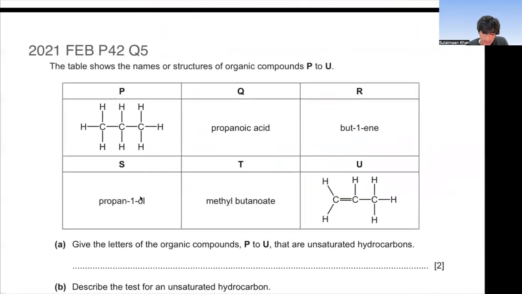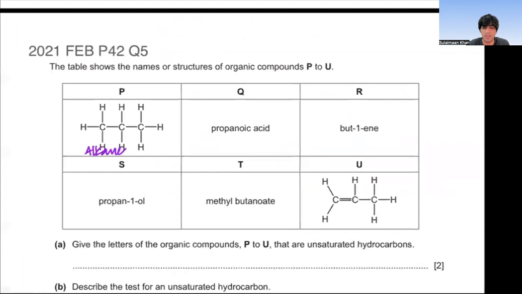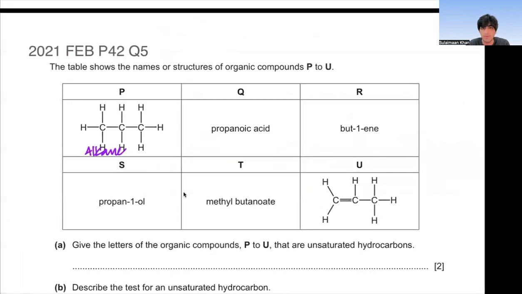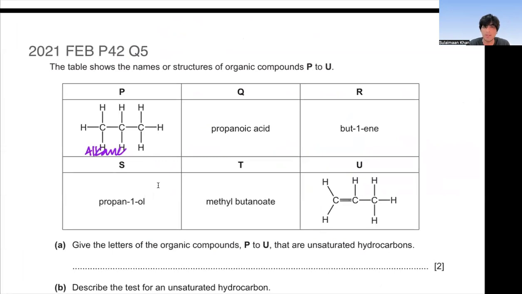Yeah. Acha. The table shows the names of structures of organic compounds P to U. What is P? P is my beautiful alkane. Which alkane is P? Which alkane? Oh my God, what has happened to the screen? Something is wrong with the screen. पता नहीं, मुझे अजीब सा दिख रहा है. Wait. Let me pause the recording and reopen my app because it's glitching now.